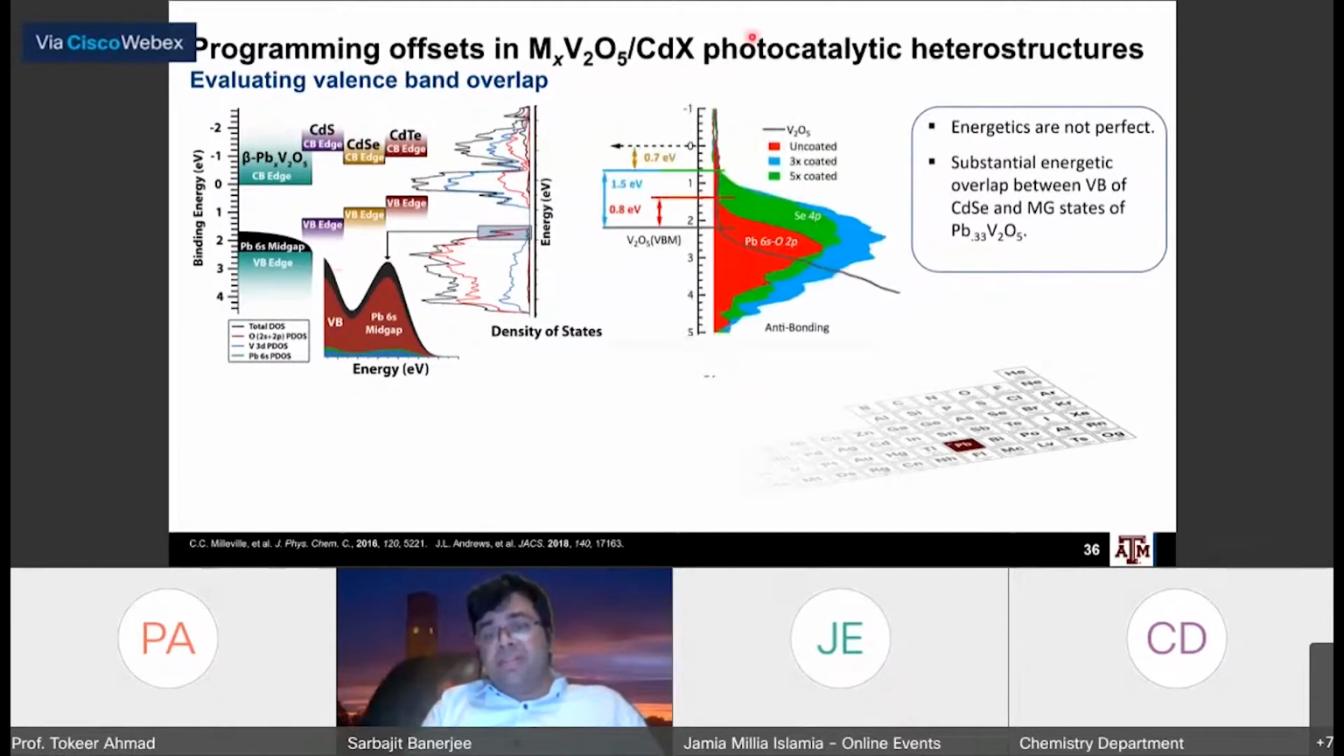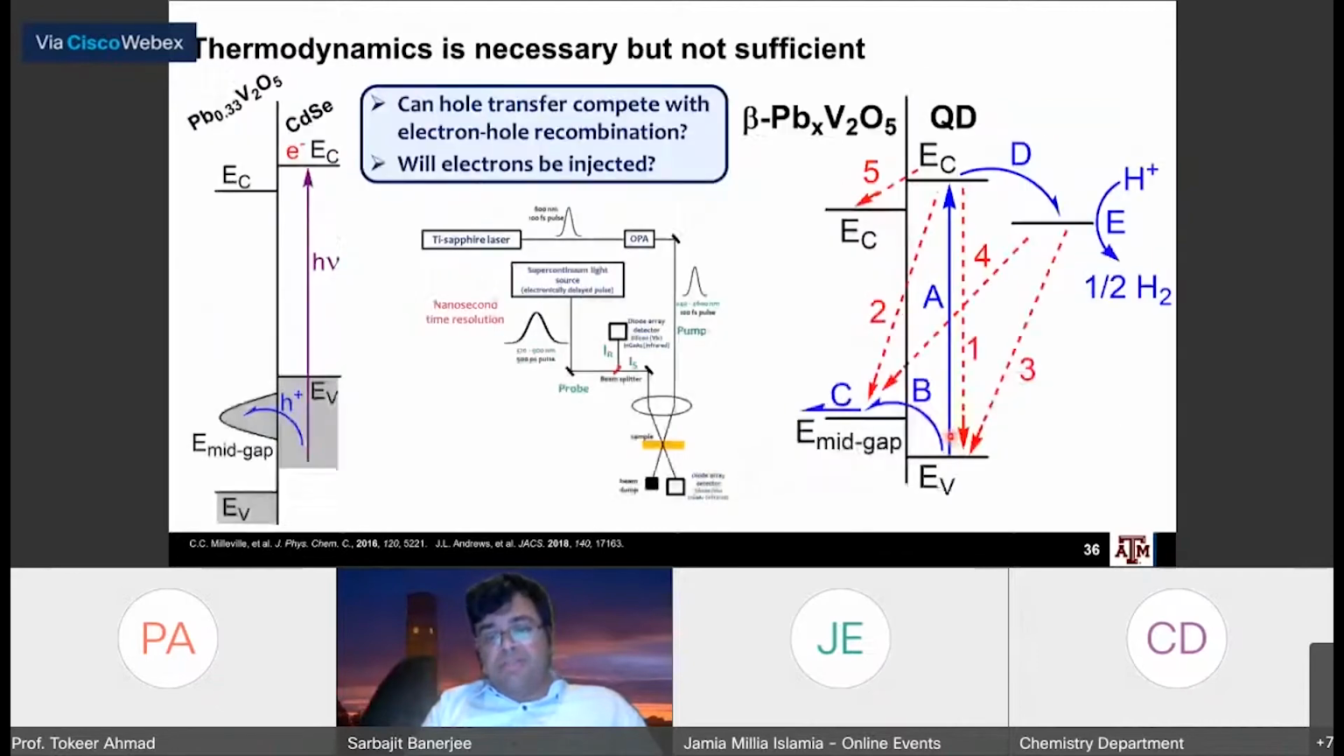When we made these, this is an example of the overlap of the cadmium selenide and lead 6s2 states. So it works. We've got substantial overlap, but the energetics are not perfect. With this revised lone pair model, this gives us some sort of design principle to think about what to do next. If you want to raise the energy level of this mid-gap state, one of the things you'd like to do is go to tin right here on the periodic table.